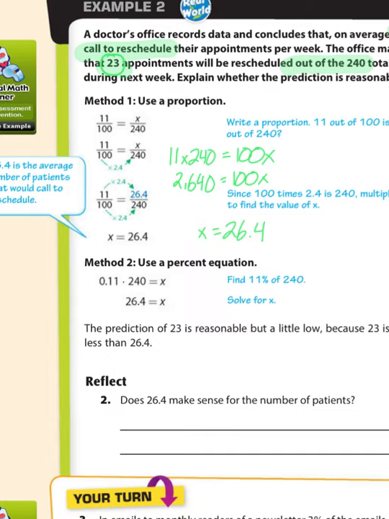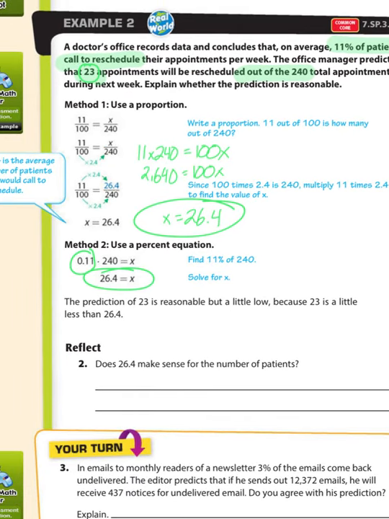Another way we could have found the number to expect to be called to reschedule is by using the percent equation. So we know 11% is equal to 0.11, 11 hundredths. So we multiply 0.11 times 240 to find 11% of 240. We also get 26.4. So 2 methods, same answer. You only have to do one. I'm just showing you both. And they come to the same conclusion that the prediction of 23 is reasonable, a little low, because 23 is a little less than 26.4, but it makes sense.